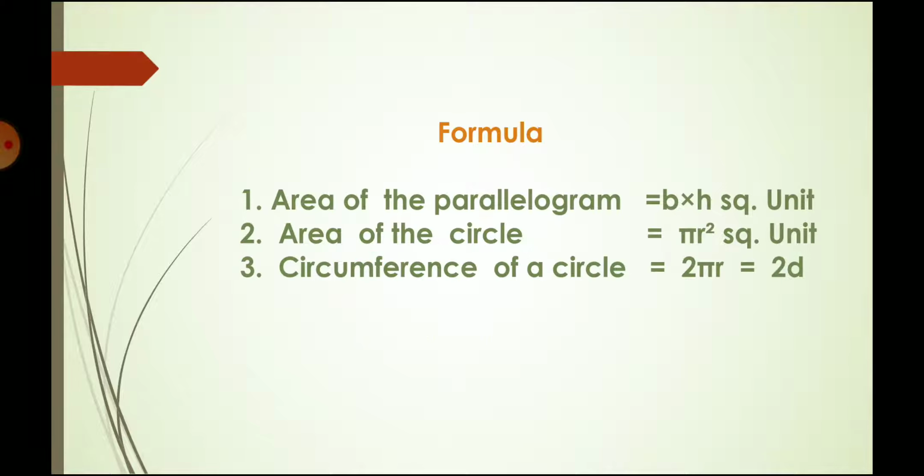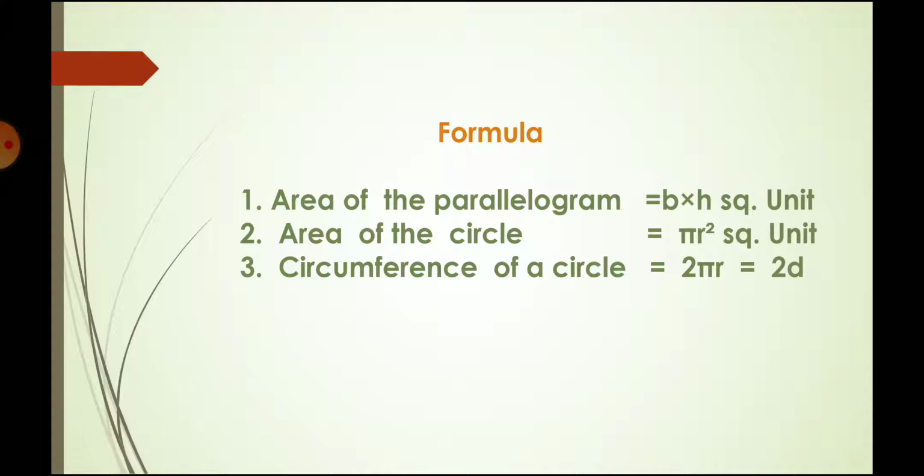Before starting this session, we want to learn some formulas. Today I will take 3 formulas for you, so see carefully. The first one is the area of the parallelogram, that is b into h square unit. The second one is the area of the circle, that is pi r squared square unit. The third one is the circumference of a circle, that is 2 pi r. Here we don't use a square unit.